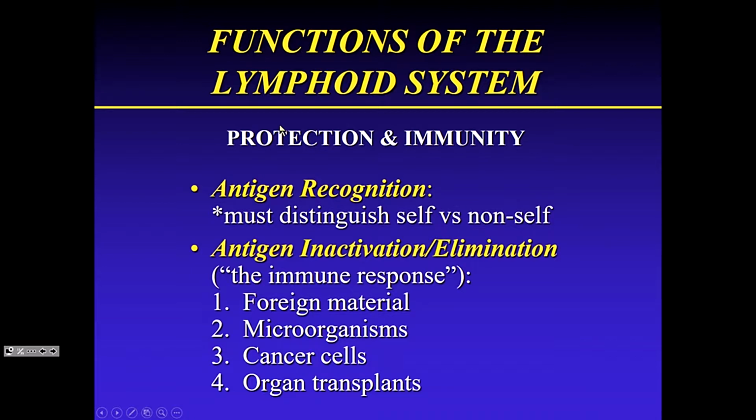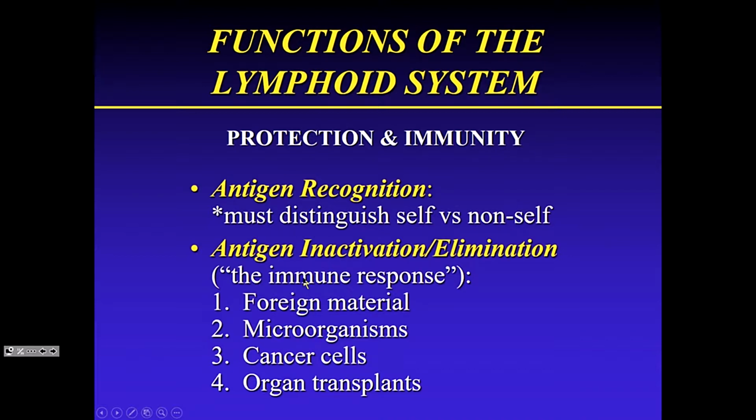All right, so let's look at some of the functions of the lymphoid system and how they protect the body and provide immunity. Well, firstly, if we're going to have specific or acquired immunity, we have to be able to distinguish a self-antigen from a non-self antigen, okay? So non-self would be bacteria, and self would be all the normal cells of the body.